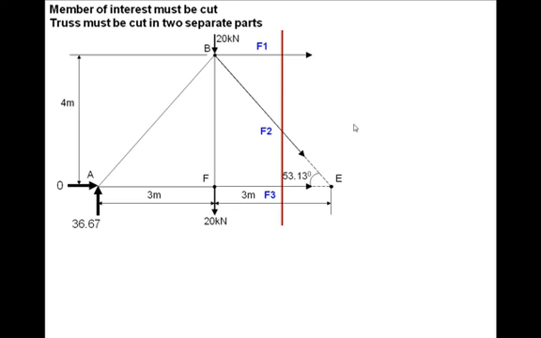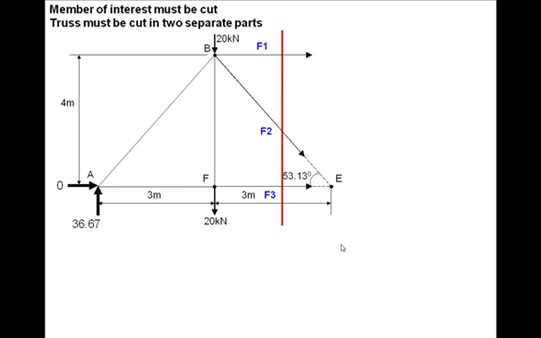Now look at this argument. This part of the truss, when it was inside the truss, was in equilibrium. Now we have cut it, but we have exposed F1, F2, F3 as external forces to this section, and therefore under the influence of F1, F2, F3, the external loads at B and F, 20 each, and these reactions, this entire section continues to be in equilibrium, and therefore we can use sigma Fx equal to 0, sigma Fy equal to 0, sigma M equal to 0.